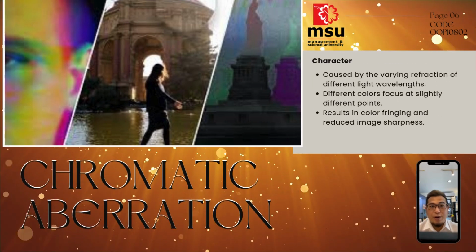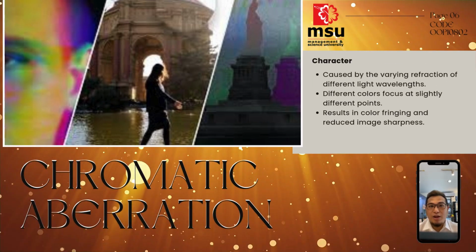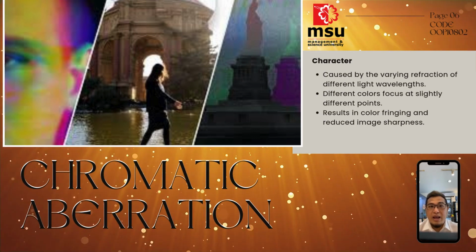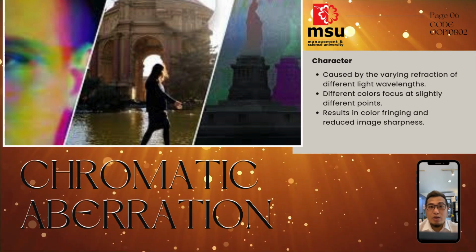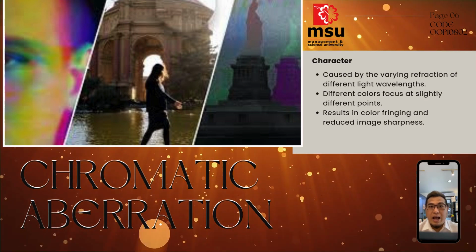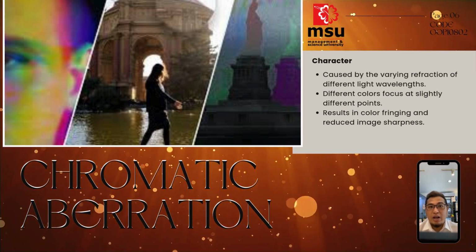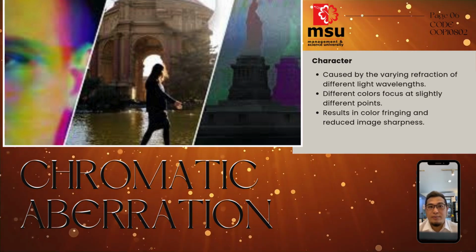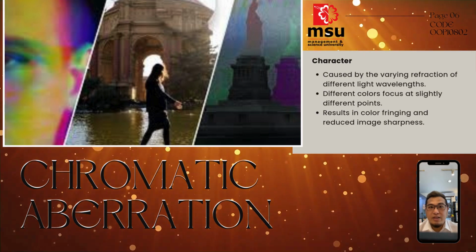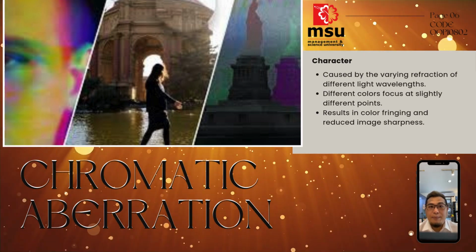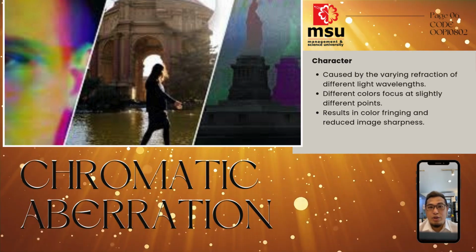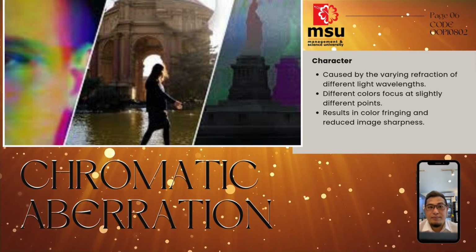Chromatic aberration arises because different colors of light have slightly different refractive indices. This means they bend at slightly different angles when passing through a lens. As a result, the various color components of white light don't focus at the same point, leading to color fringes around objects in the image. This reduces overall image sharpness and introduces color artifacts.